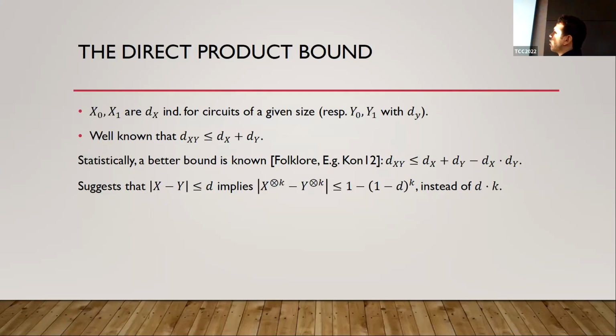Okay. Now, this was Yao's lemma. What is the bound that we are going to generalize? It's the direct product bound. Let's say that I have two pairs of distributions, x1 and x0 with distance dx, and y1 and y0 with distance dy. Now, what we're going to consider is the distance between x0, y0, that is two independent samples from x0 and y0, against two independent samples from x1 and y1.